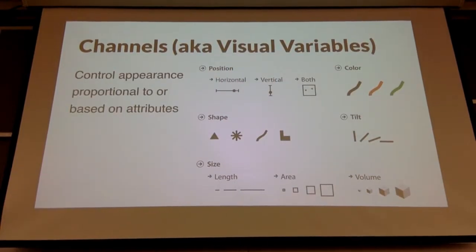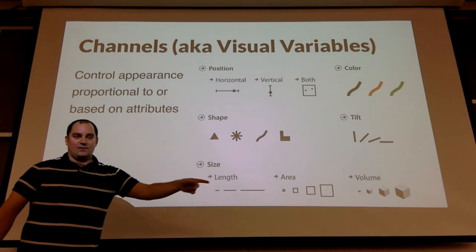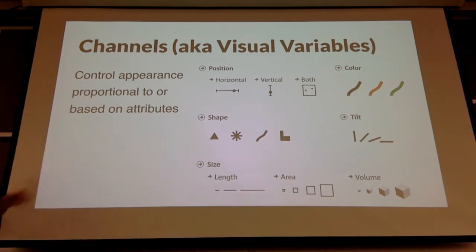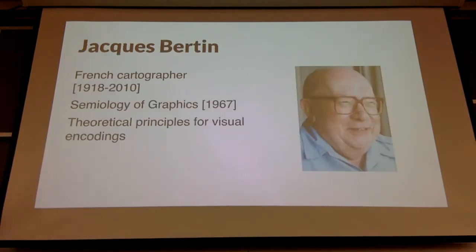The channels, also called visual variables, control the appearance proportional to an attribute. These are of course not all of them, but these are the ones that we commonly use. We have position, color, shape, tilt, size in terms of length, area, or volume. These are our basic visual variables.